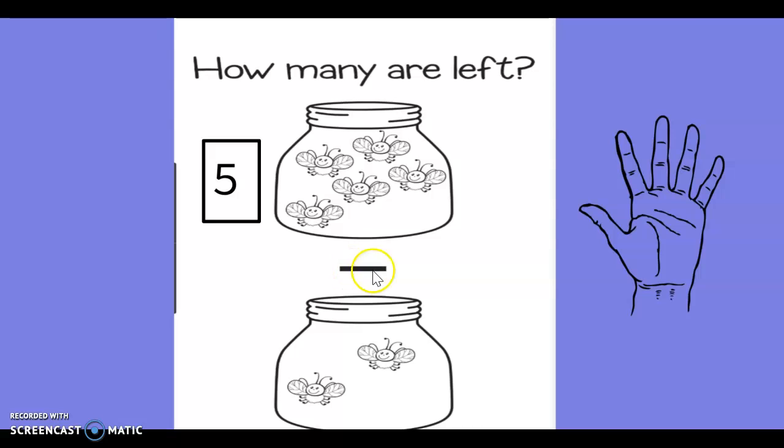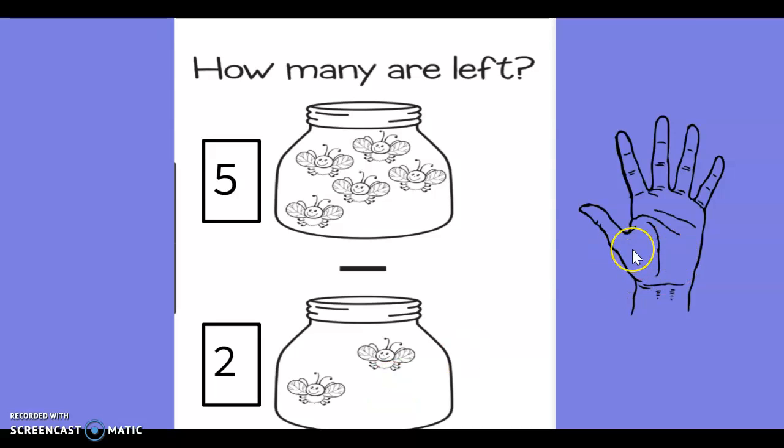Now we have minus, so minus means to take away, okay? Now in this jar, since we have minus and it's under the minus sign, this is going to tell us how many we have to take away. So let's count how many we have to take away. 1, 2. Good job. So far we have 5 minus 2 because there were 5 bugs. And then we have this minus sign to let us know we need to take away 2.